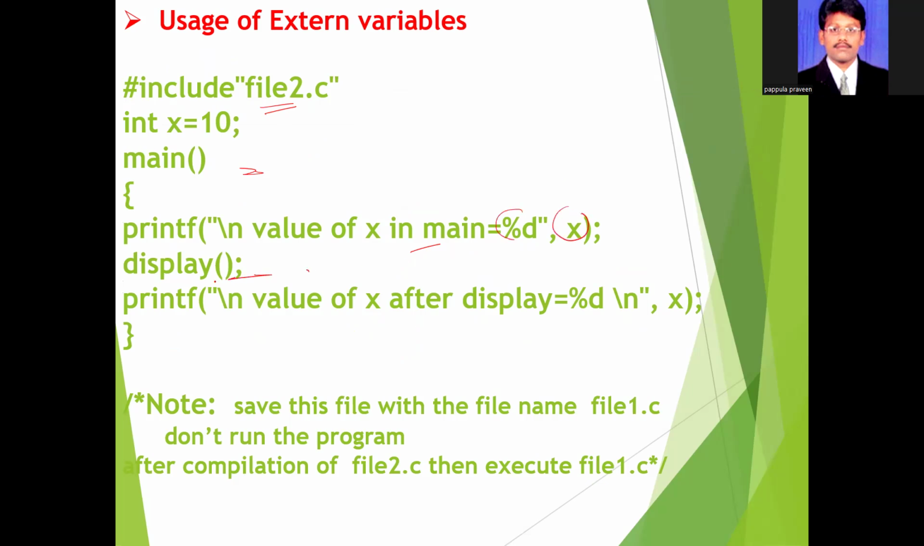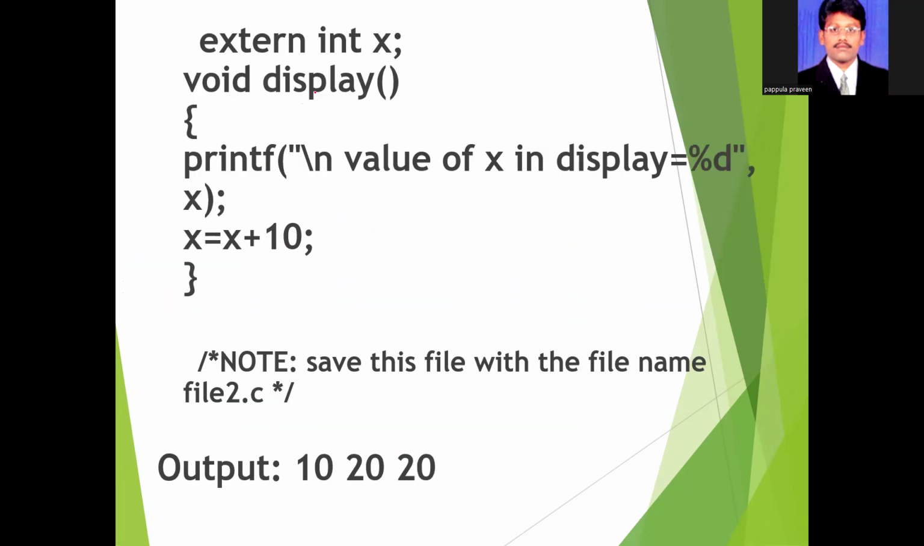The display function is written in the file. Now we move to file2 to observe it. We write the value from file2 display. Control jumps from main to display. Now this is a separate function. Void display, x equal to x plus 10.